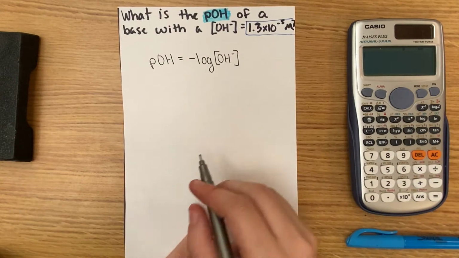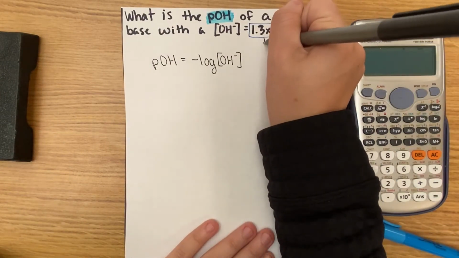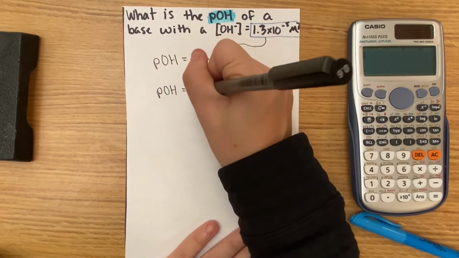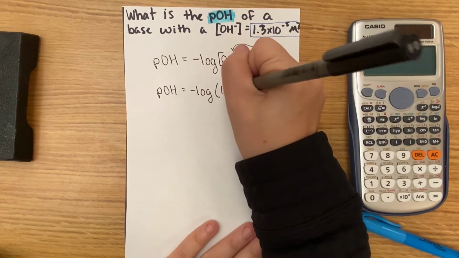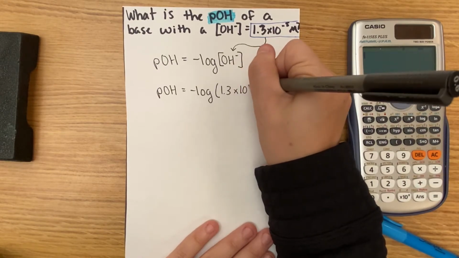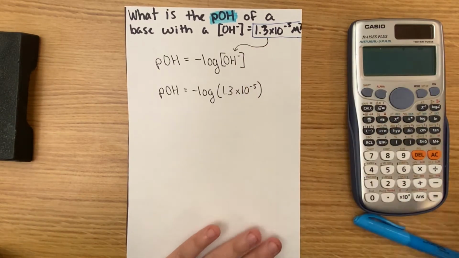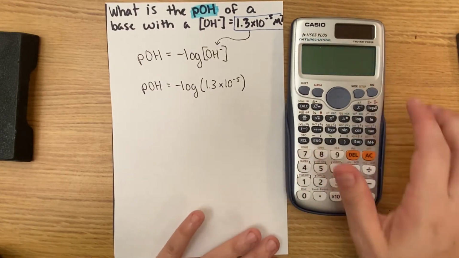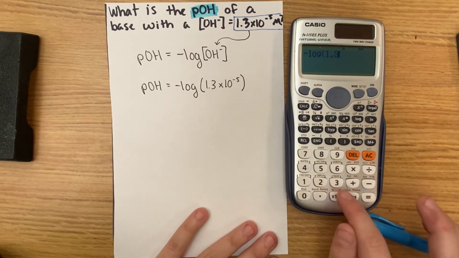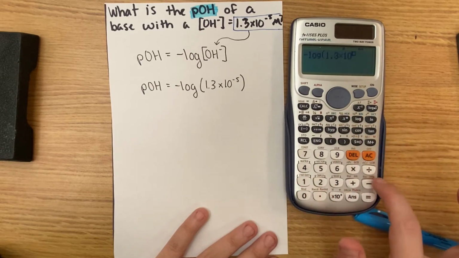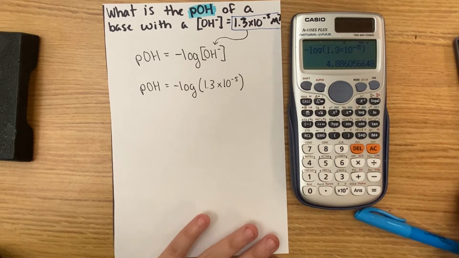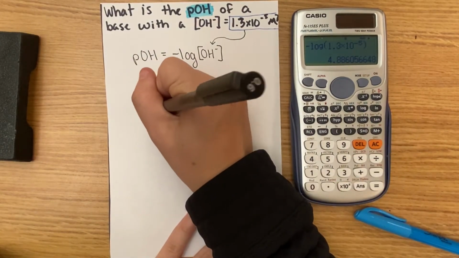So we're going to use this formula. There's my formula. Now I'm going to plug in my number. So our concentration is just going to take our place right there. POH is equal to negative log of 1.3. This time we have scientific notation. That doesn't change anything. We're just going to put in that entire number and make sure we keep that in parentheses. So in our calculator, negative log parentheses 1.3 times 10 to the negative fifth. Close my parentheses, enter, and that is going to be our POH.